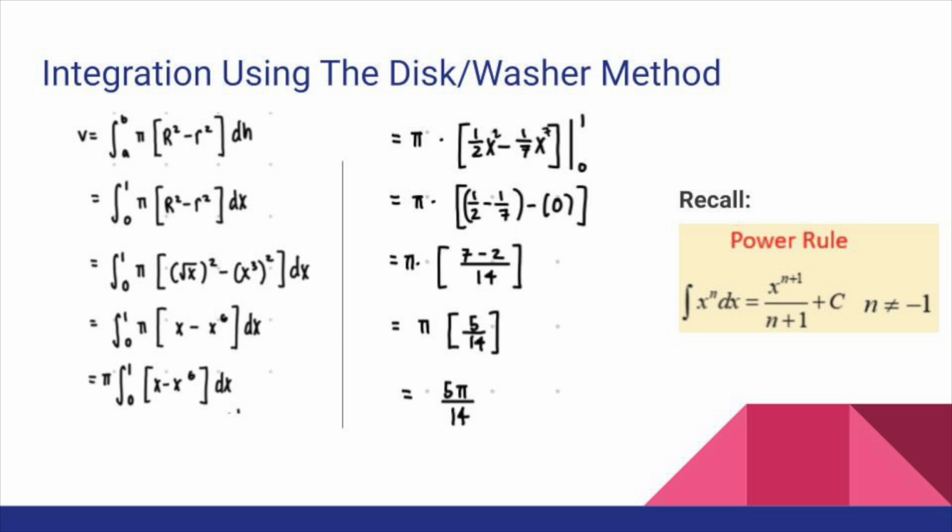Now, we cannot forget about the pi constant that we previously moved outside. Since we completed our integration, we can now multiply pi times 5/14. Ultimately, the volume of the solid is 5 pi over 14.